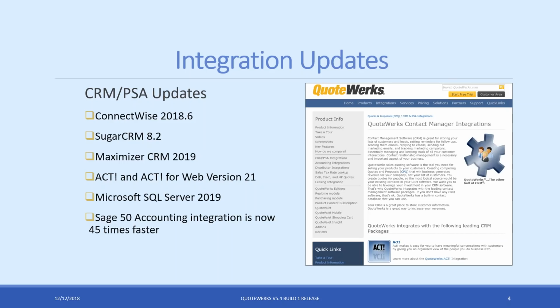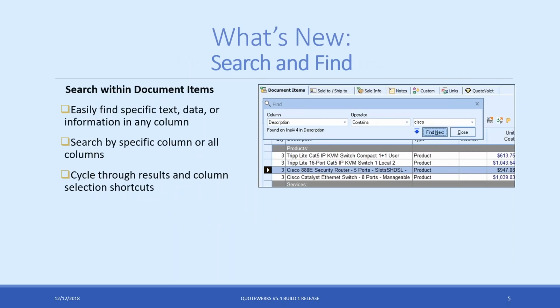For those of you that like to stay on the latest and greatest of the Microsoft SQL Server, 2019 is now supported in version 5.4 as well. And then just a miscellaneous feature for those of you that are using Sage 50 US edition for accounting, we have updated the integration, so it's going to run a lot smoother, a lot faster. So it should help with processing times and getting those documents exported over to Sage 50. So definitely, if you're using any of those, highly recommend upgrading as soon as possible. Take advantage of those.